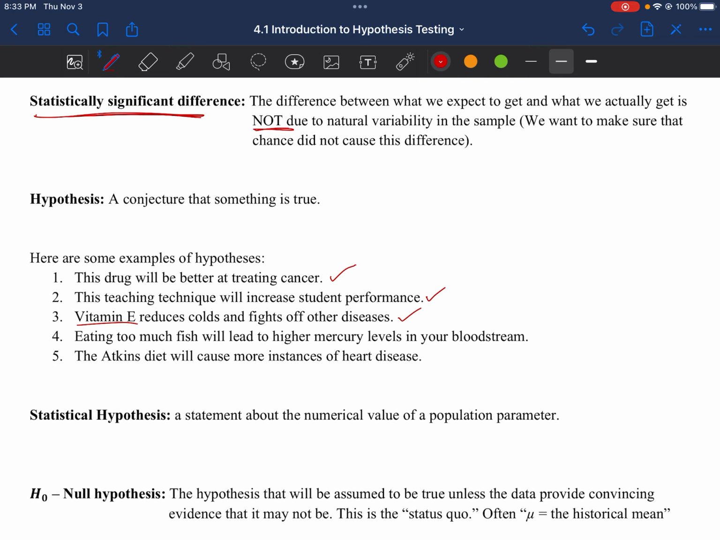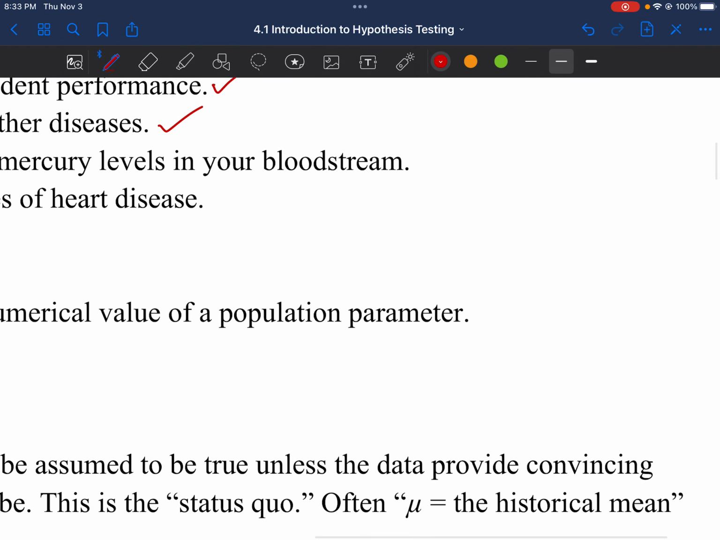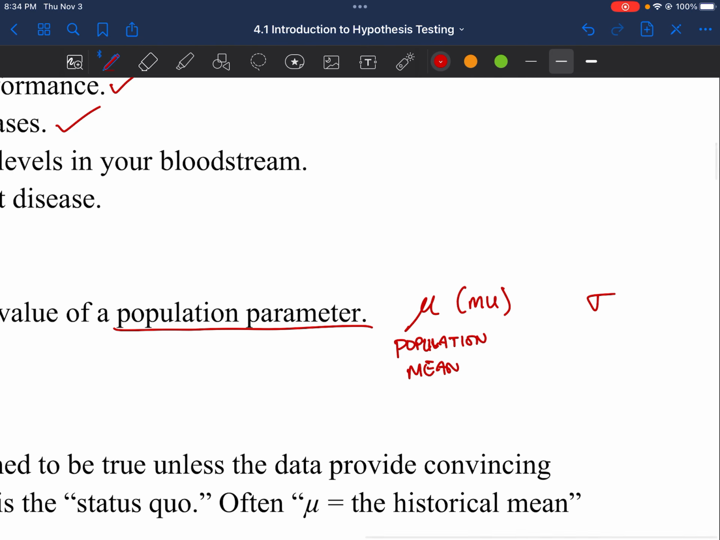So statistically speaking, a hypothesis is going to be a numerical value because we like to deal with numbers. And so what we will do is we will talk about a population parameter. And just to remind us about population parameters, one population parameter that we've been using a lot is mu, pronounced mu, okay? And that is the population mean. We've also talked a lot about sigma, and that is the population standard deviation.